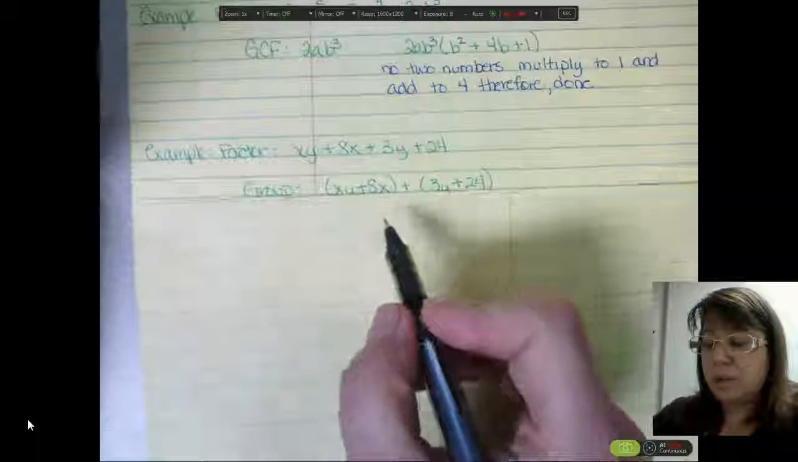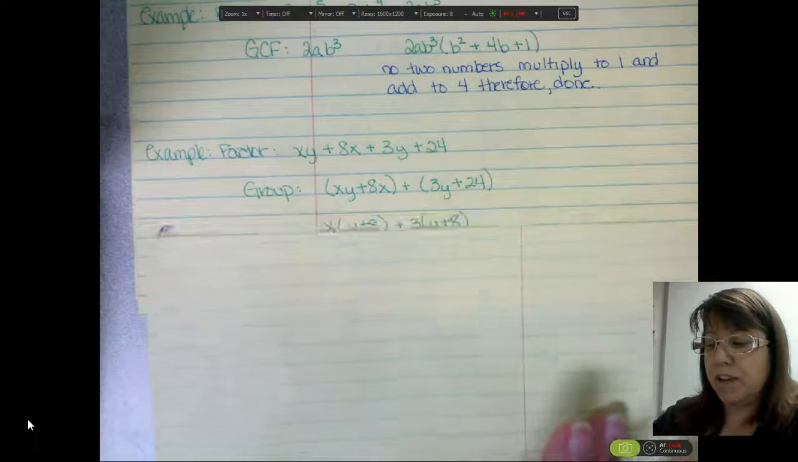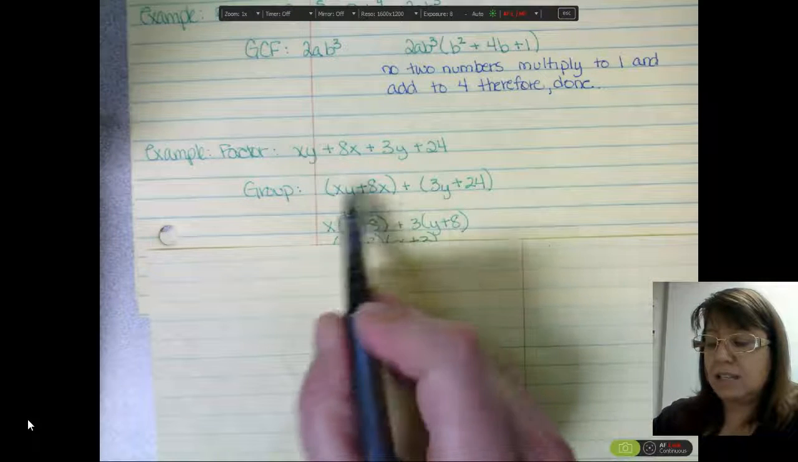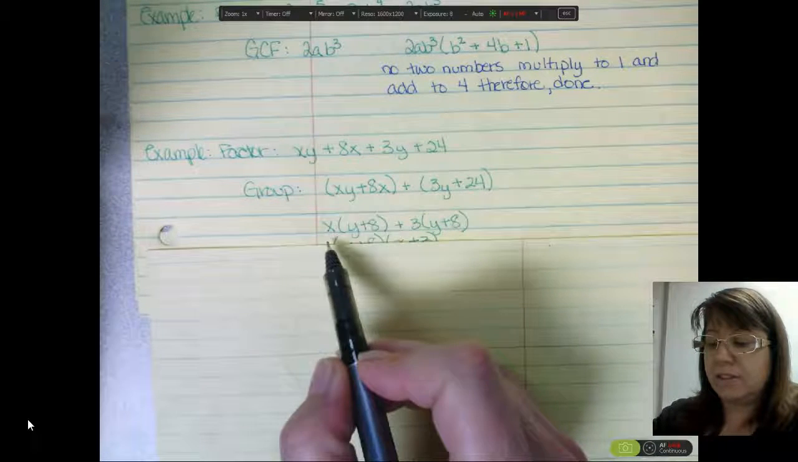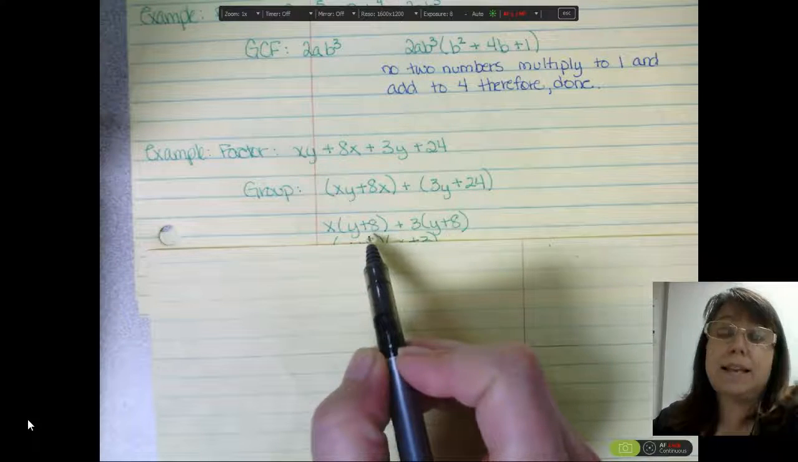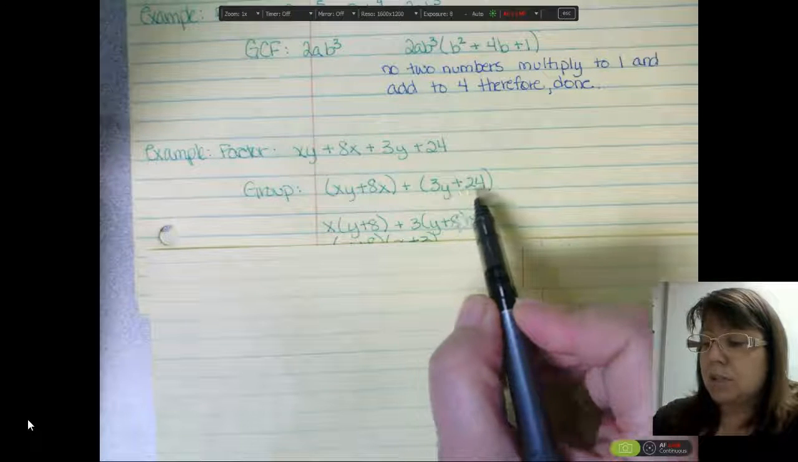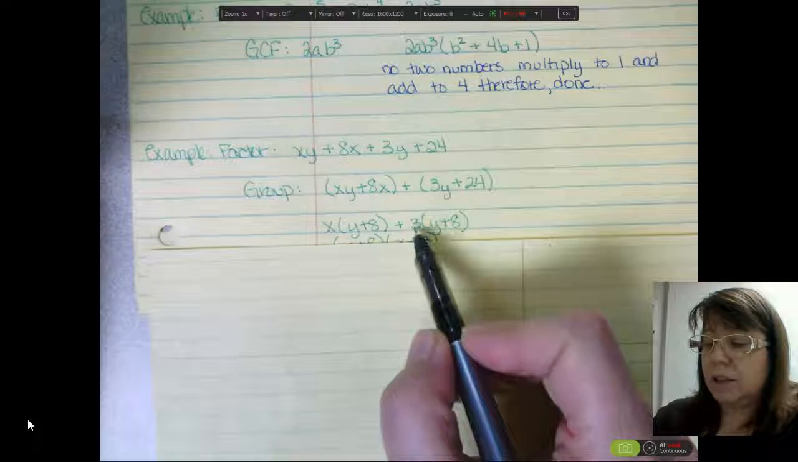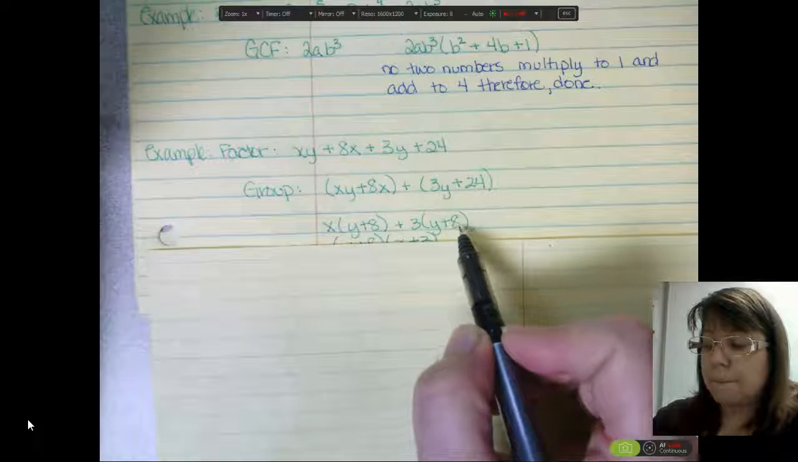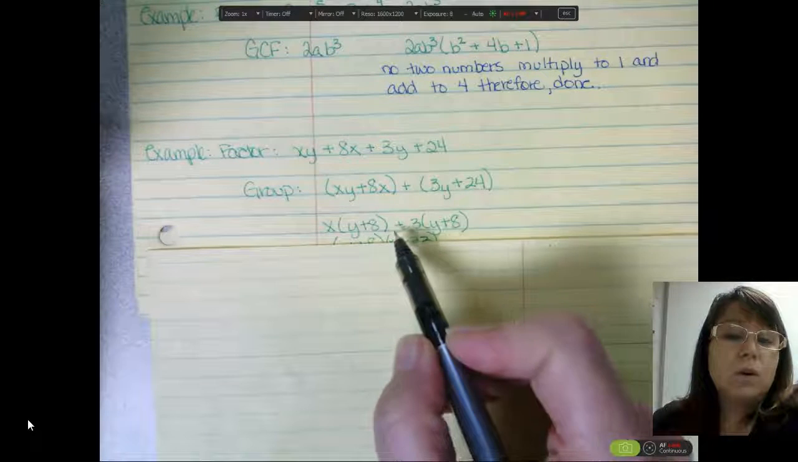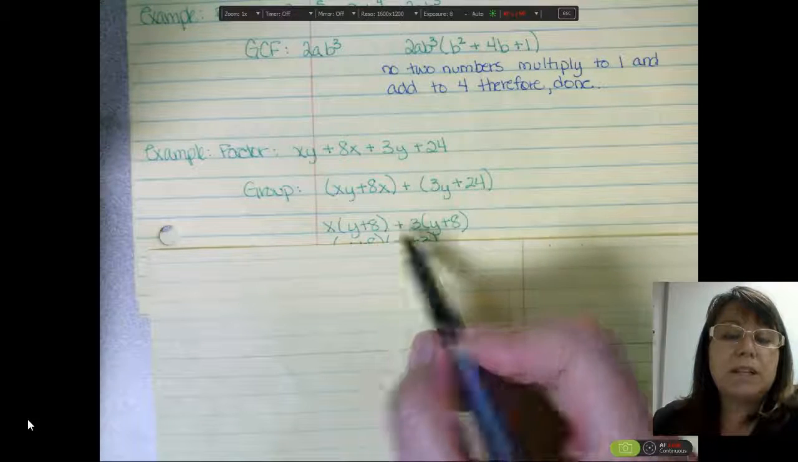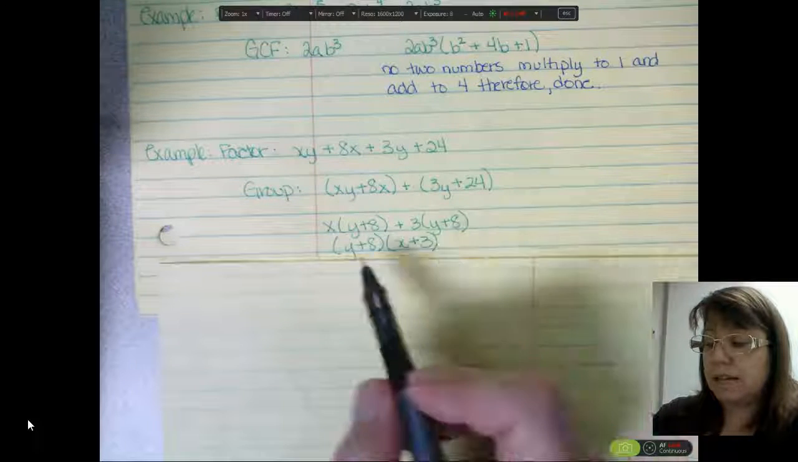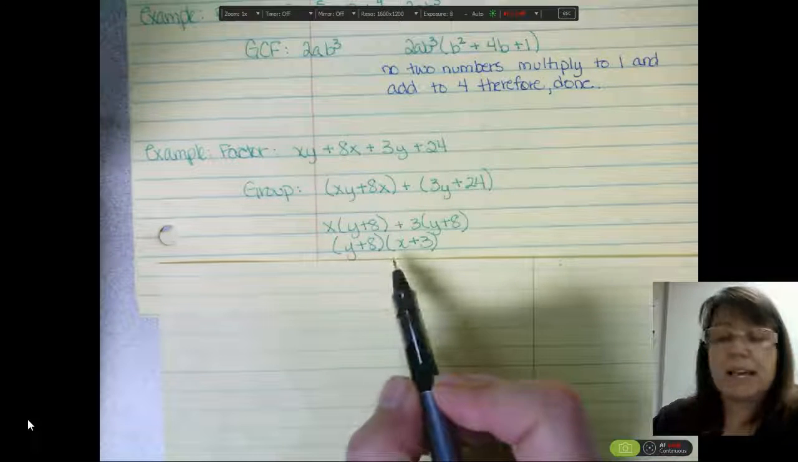And now for each group, pull out its common factors. The first, xy plus 8x, its common factor is x, leaving me x times y plus 8. 3y plus 24, common factor is going to be a 3, 3 times y plus 8. Well, x has a y plus 8 and 3 has a y plus 8, so I can factor a y plus 8 out, leaving me y plus 8 times x plus 3.